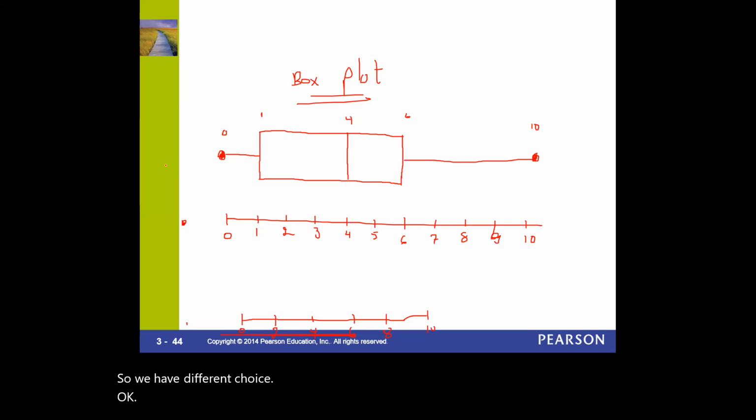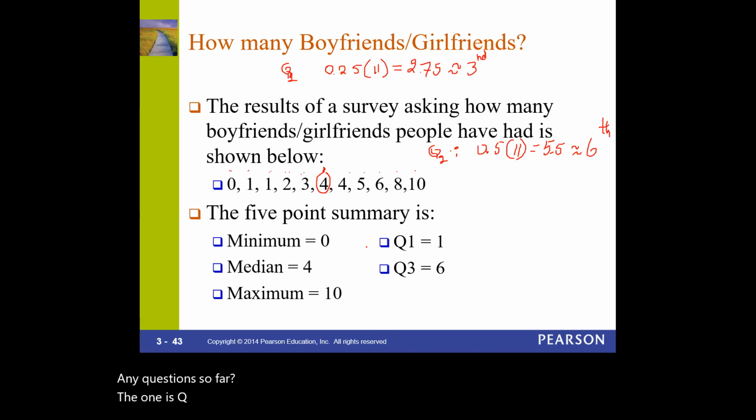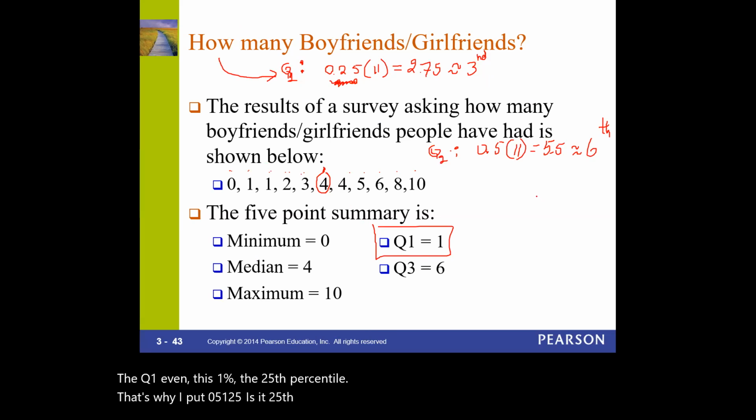Any questions so far? What does the 1 represent? The 1 is Q1. You see that? I will get the Q1 like this. Q1 represents the 25th percentile. That's why I put 0.25, the 25th percentile. Which number is at the 25th percentile?